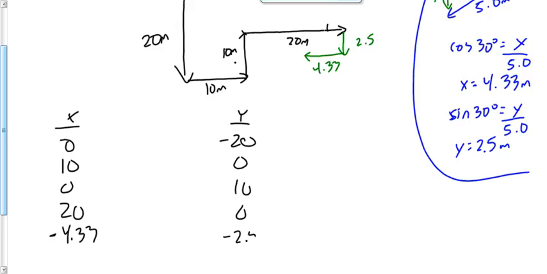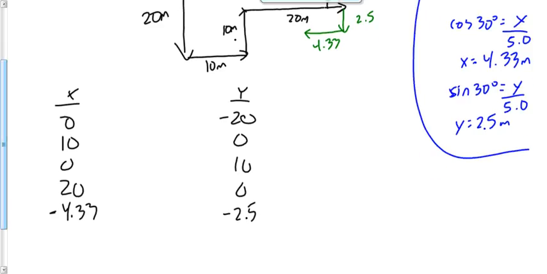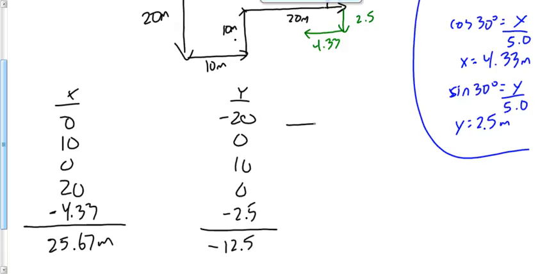Good. So let's combine these now. 10 plus 20 plus negative 4.33 gives me 25.67. And negative 20 plus 10 plus negative 2.5 gives me, I think, negative 12.5. We redraw that. 25.67, 12.5.